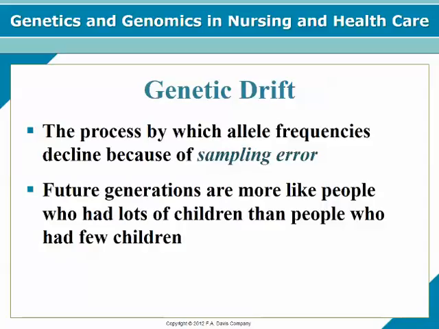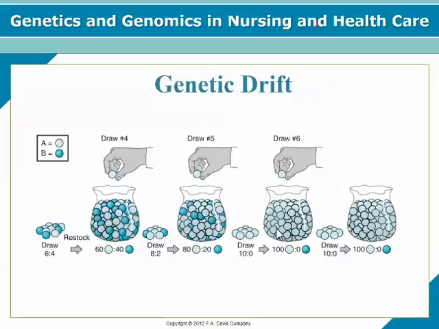In your textbook, there's a really nice example of this with drawing marbles out of bags, and you can see how the traits become less and less diverse over time as you draw out the marbles, starting from a bag with a 60-40 split in terms of the trait.